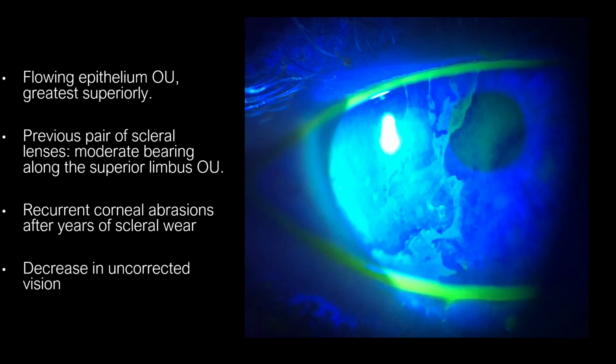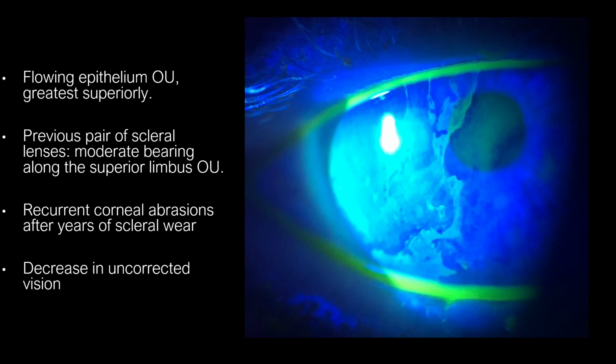And again, this is more the staining pattern. I just want to point out again this flowing epithelium and the superior limbus, most sensitive and most affected area because of what we pointed out beforehand. And she developed recurrent corneal abrasions after years of scleral wear, which again, technically you should not have. You have protection, your epithelium should be great, your dryness should be great, but patients can have multiple problems that can affect them in the long run as well.